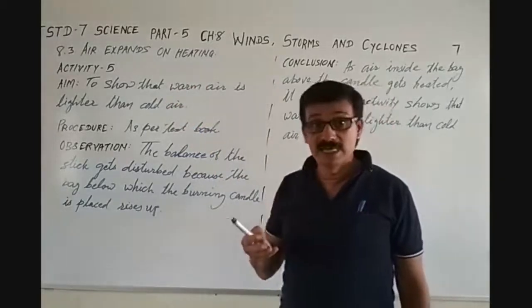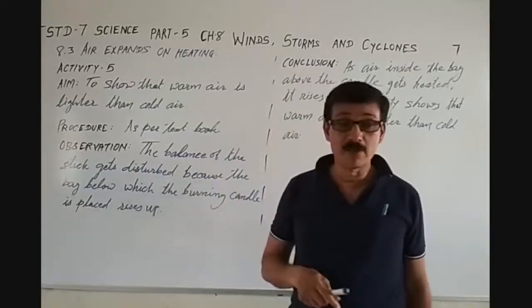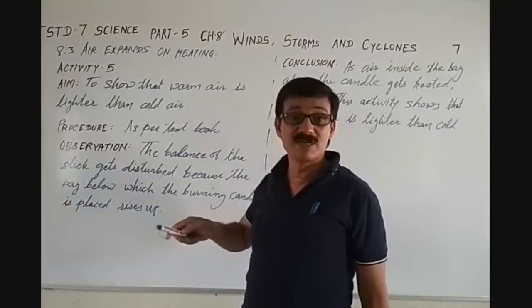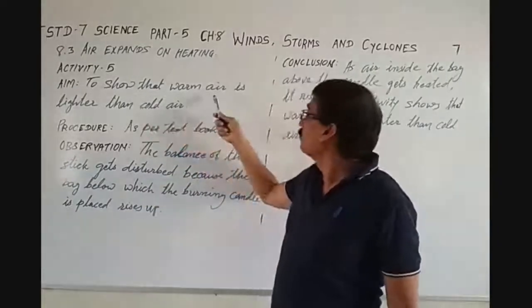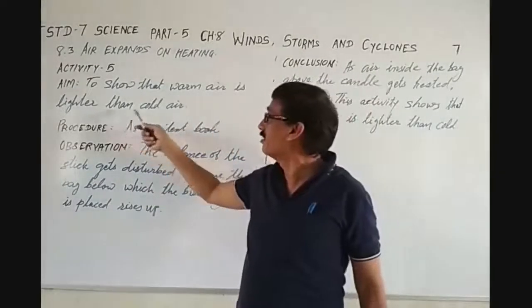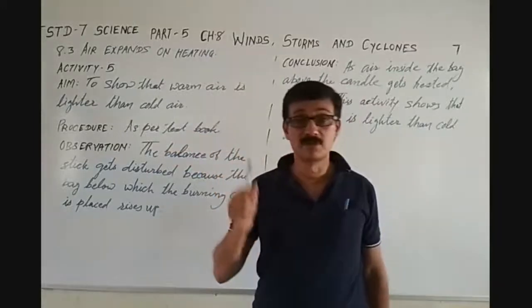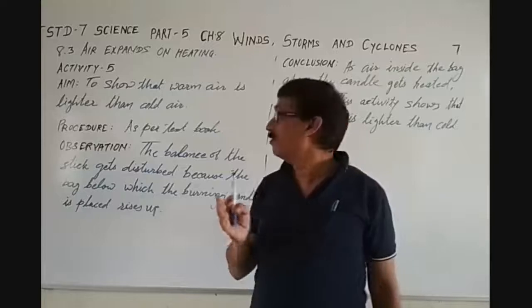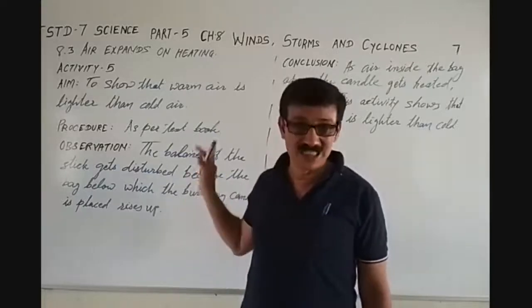There is one more activity, that is activity 5, through which we will try to understand... the aim of the activity is what? To show that warm air is lighter than cold air. The warm air is lighter than cold air. That is what we will try to understand through this activity.